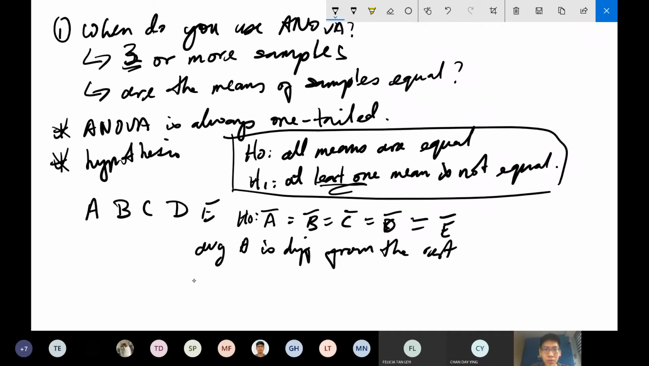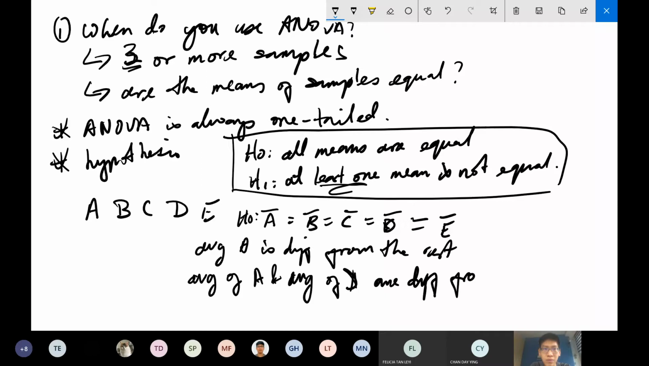It can be the mean of A and the mean of D are different from the rest. Any combination will work. So ANOVA is just to tell you that at least one is different. It doesn't tell you which one is different. It doesn't tell you if there is more than one that is different. So that is very important.